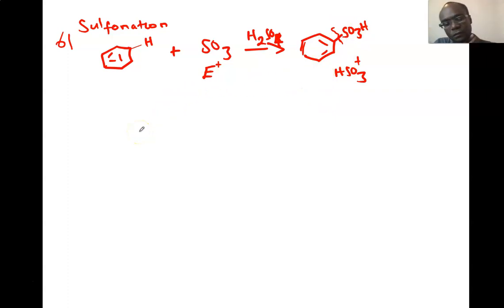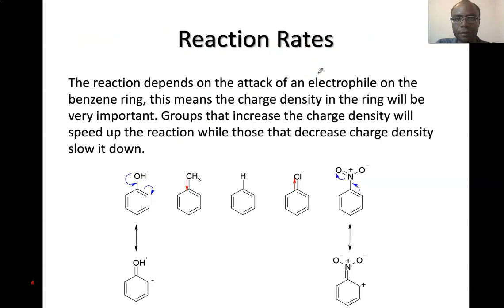So now that we've revised what we discussed, we should move forward. Notice that there's no substituent sitting on the ring. What if you already have a substituent on the ring before you do these reactions? Where will the electrophile end up? So we'll look at directing effects based on the rates of reactions. The electrophilic aromatic substitution depends on the attack of the electrophile on the benzene ring.